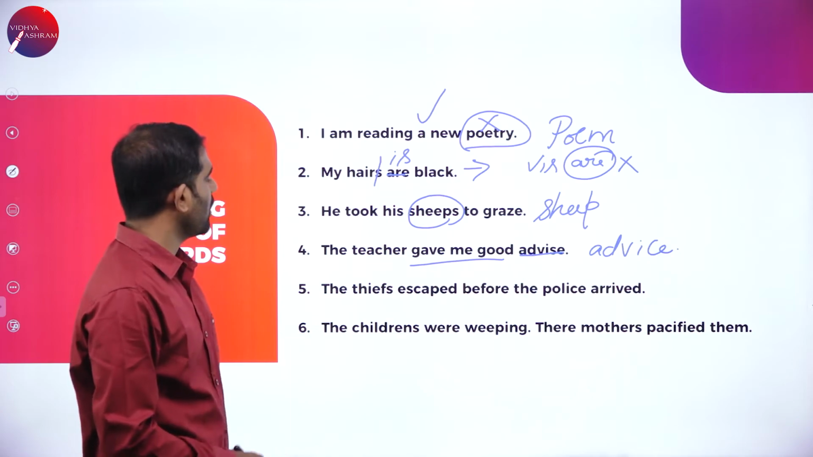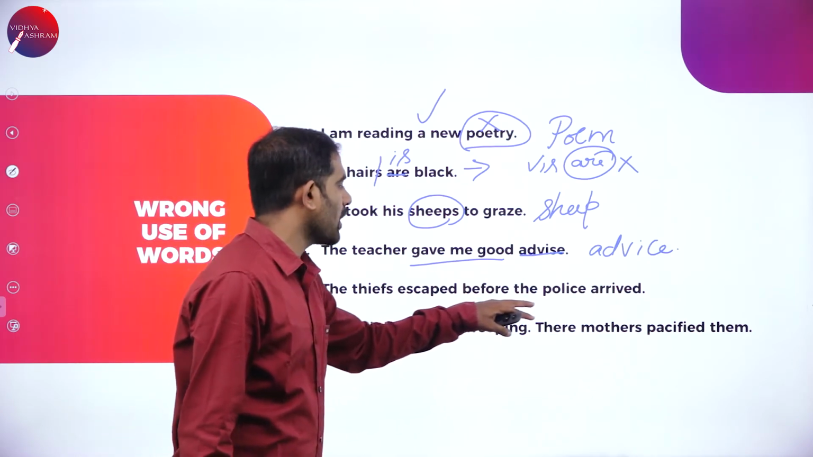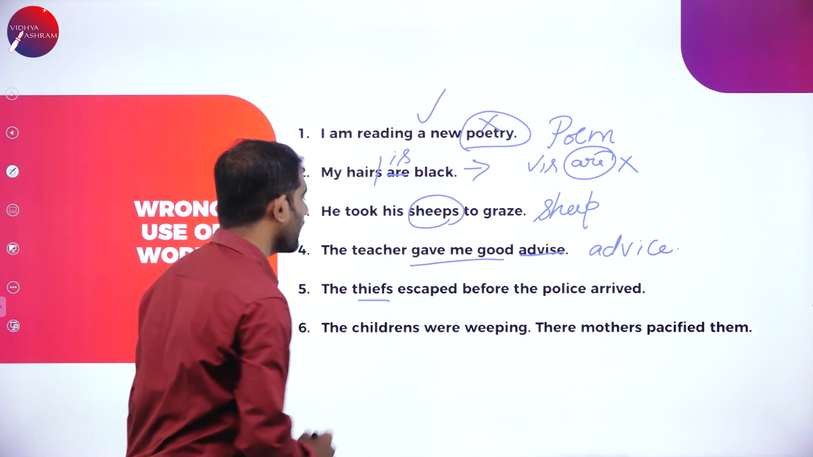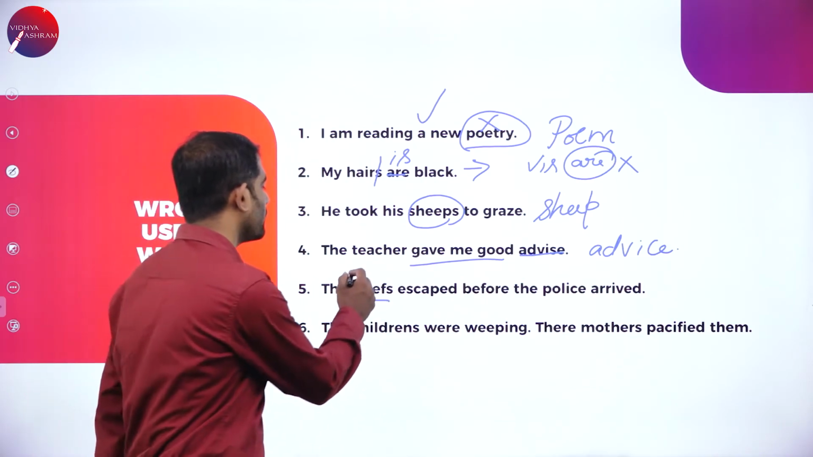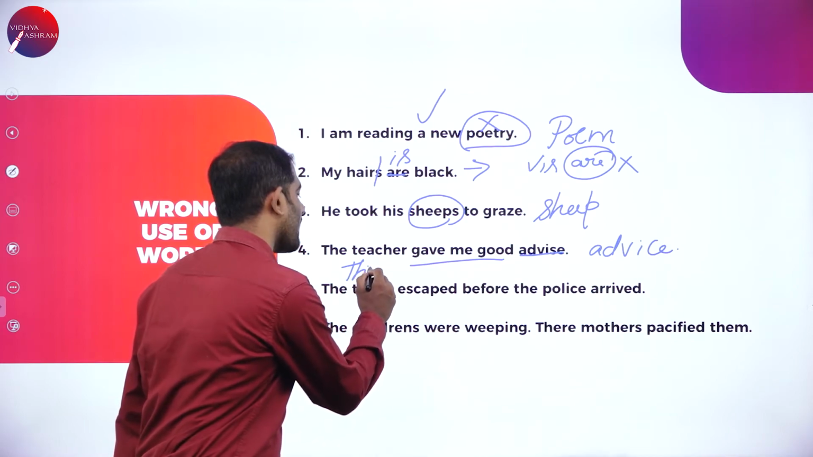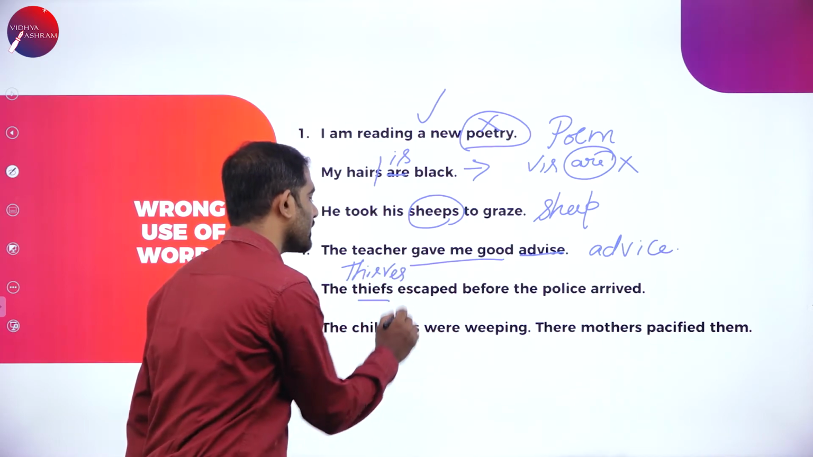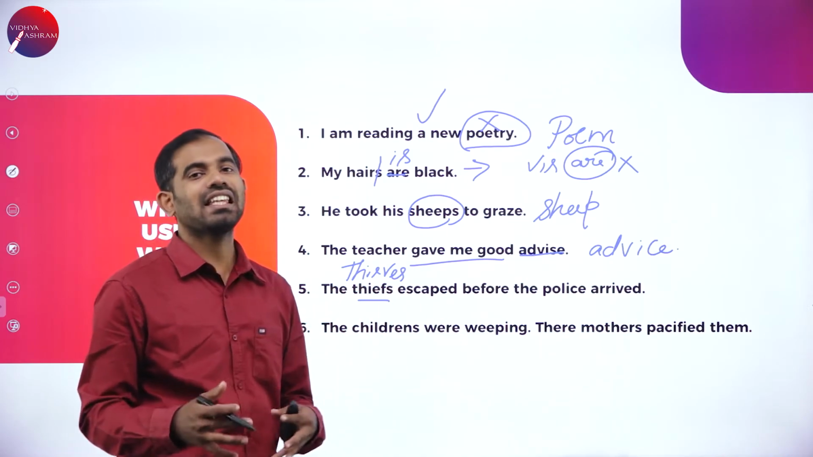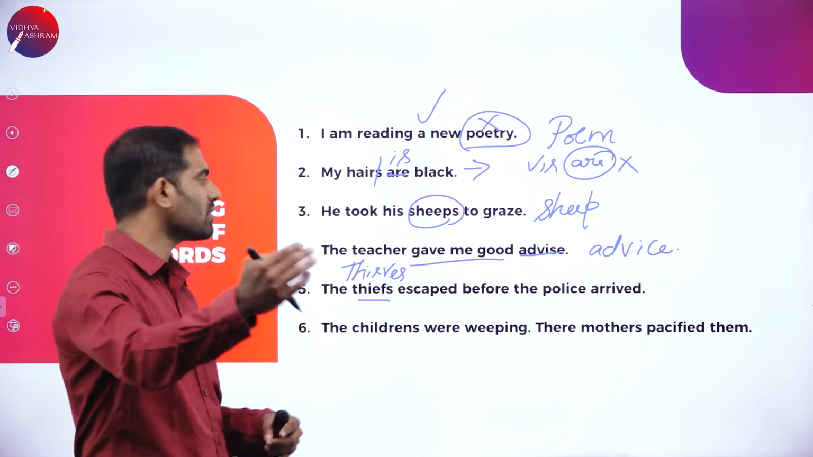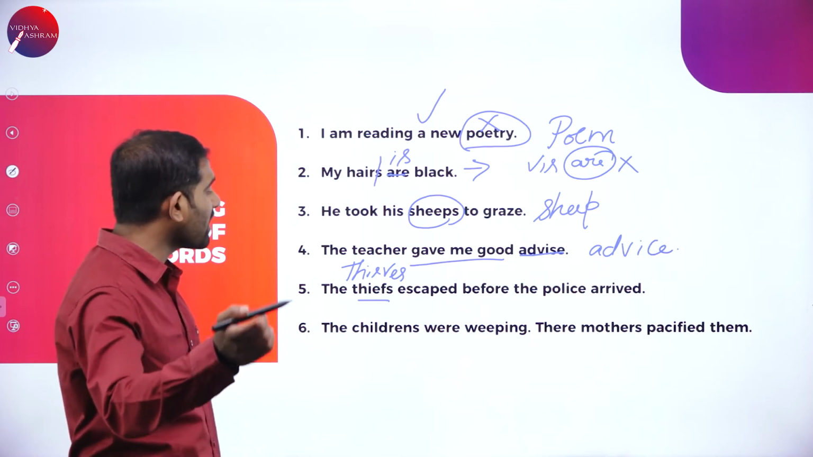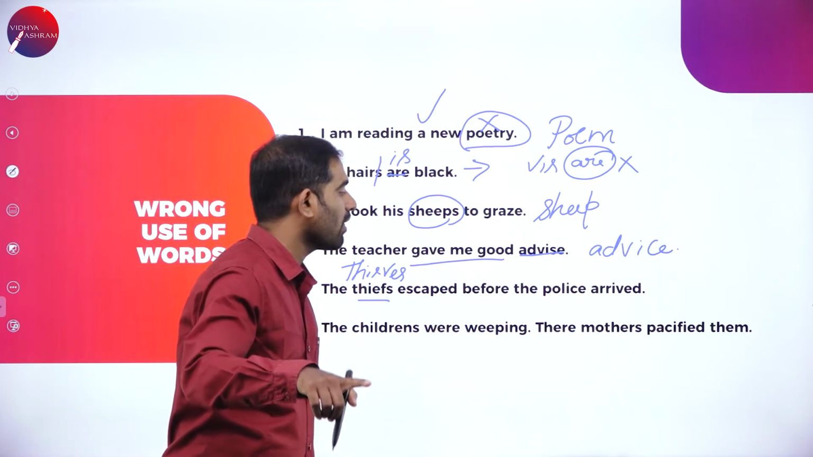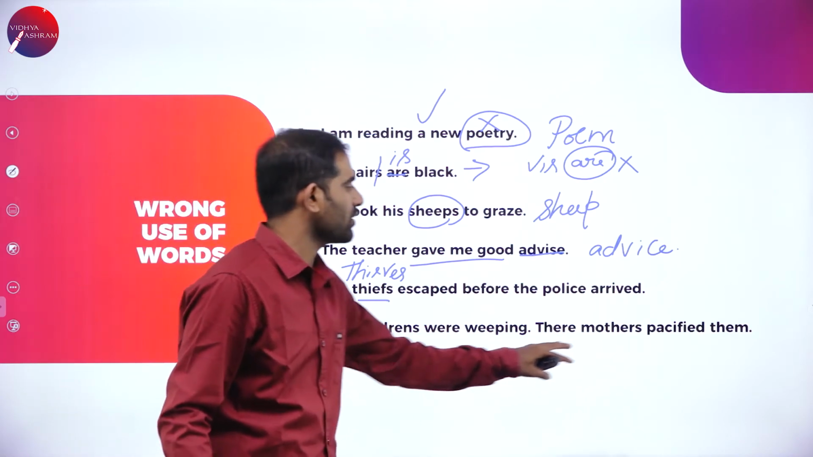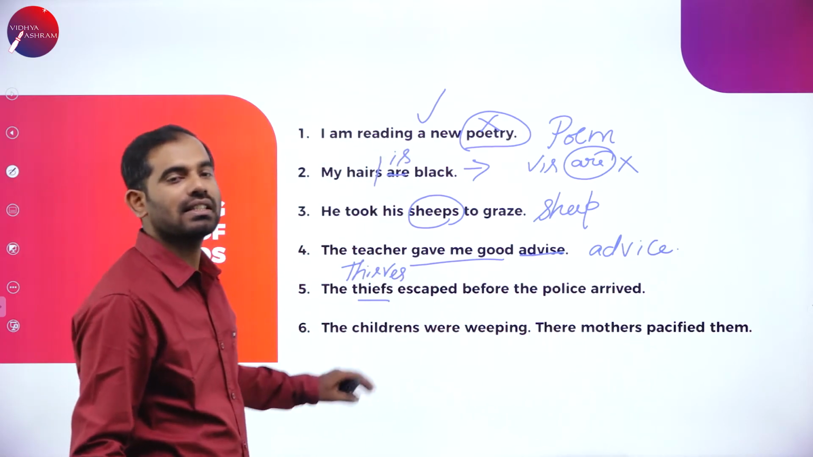ADVICE. The thieves escaped before the police arrived. What is the error here? The spelling error. What is the spelling of thieves? THIEVES. It is not THIEFS. The error is thieves. Thieves spelling is wrong. The children were weeping. Their mothers pacified them. You can see two errors in this single sentence.